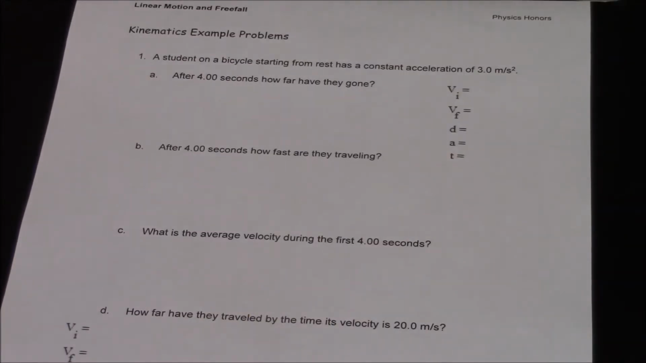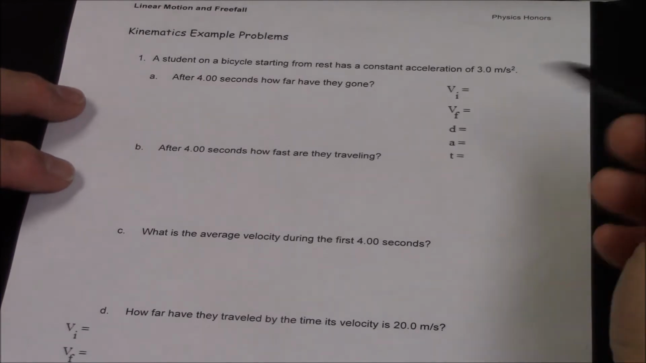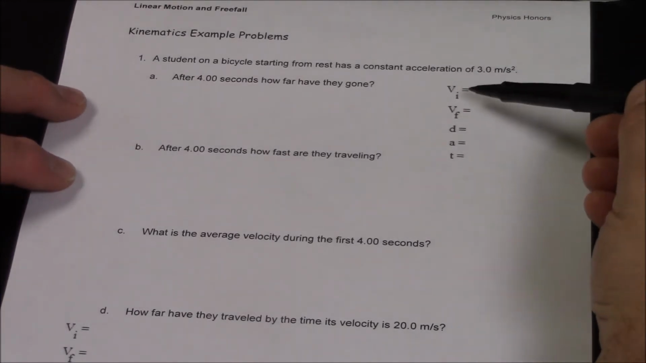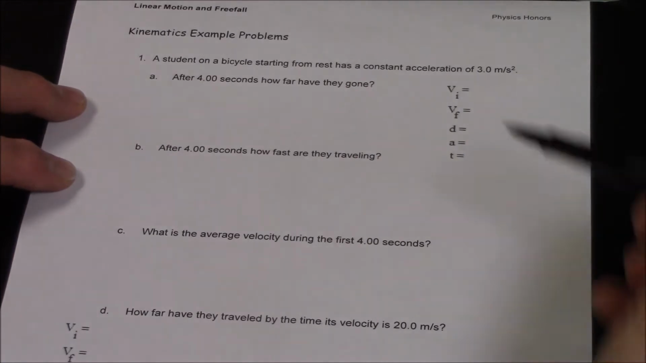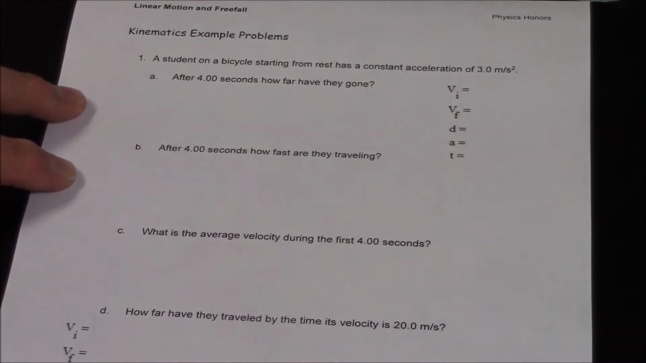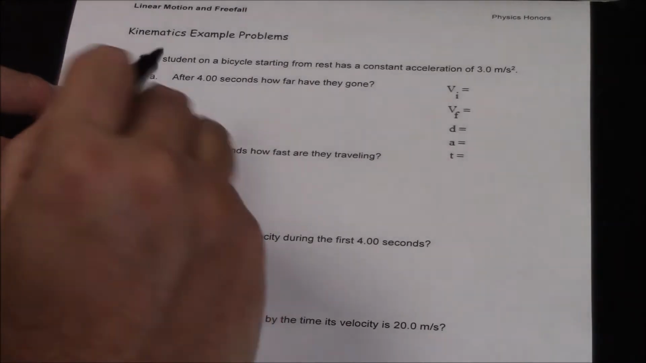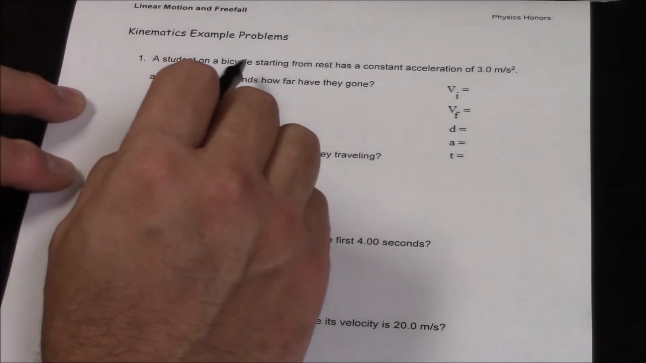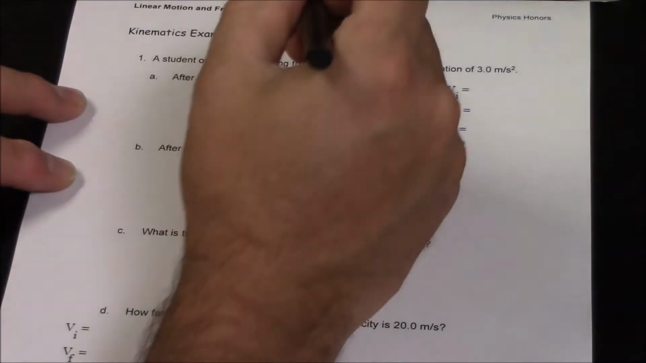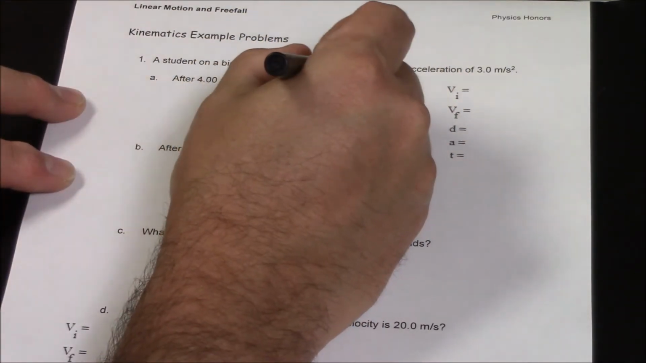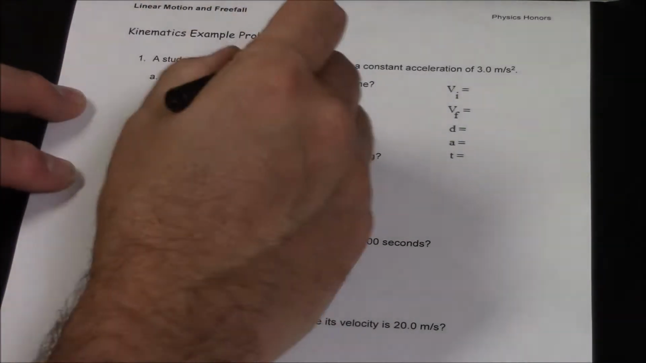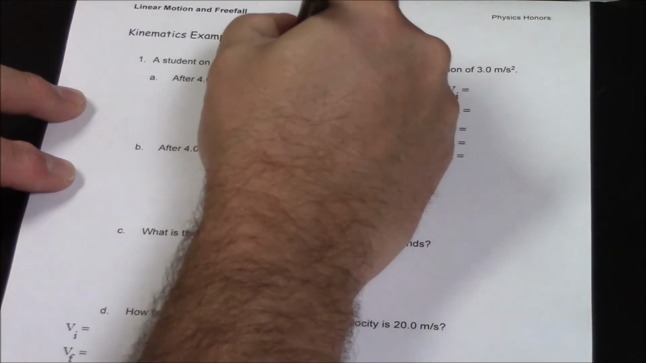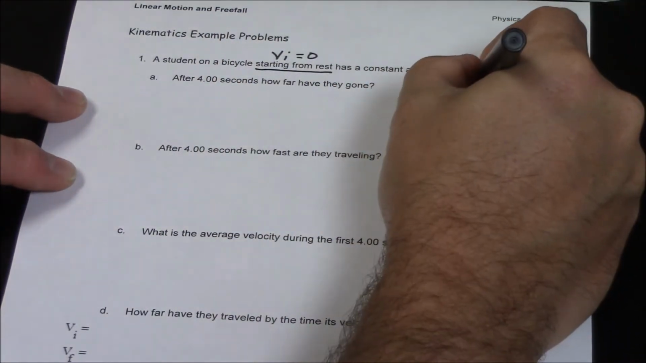You can find these problems on page 27 of the class notes that I've given you. So let's start with this first problem. All of our problems we start out with writing VI, VF, DAT. So that's where we come up with the VIF-DAT. We have a student on a bicycle starting from rest. That is a piece of information. What that means is that's the first thing that happens, so that's telling us that VI is equal to 0. So we can put 0 in right there.